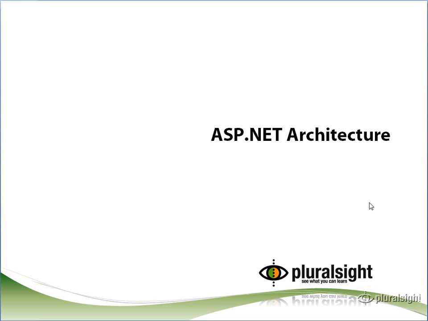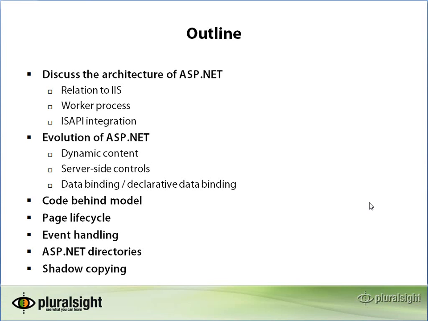What we're going to be focusing on in this module is a look at how ASP.NET fundamentally works. So we'll start off with a discussion of the architecture of ASP.NET, what happens when a request comes in for an ASPX file, and how is that serviced and how is it handled with respect to IIS. We'll talk about how ASP.NET integrates into IIS, both in IIS 6 and 7, as they differ somewhat, as well as the worker process and the ISAPI integration.